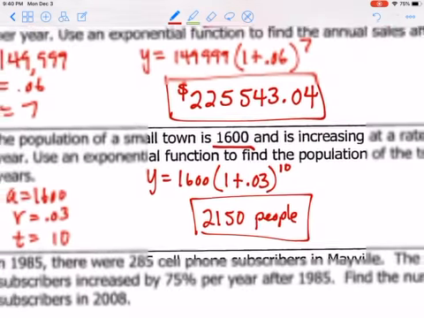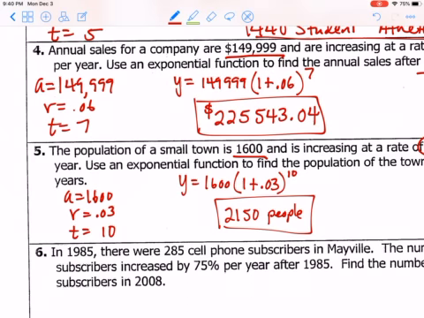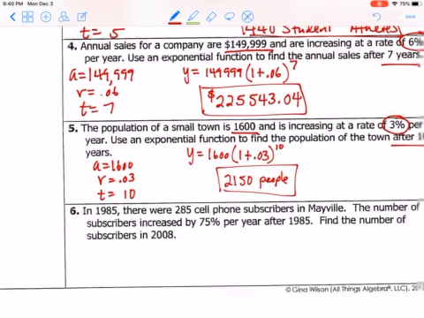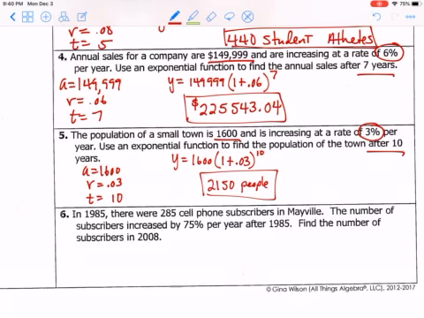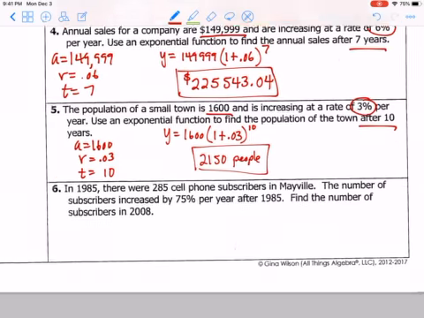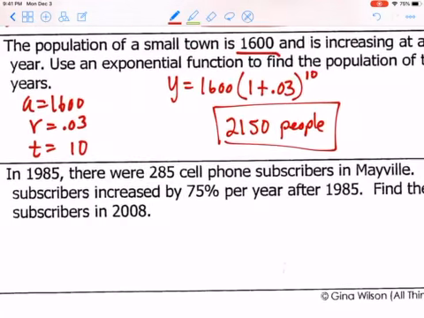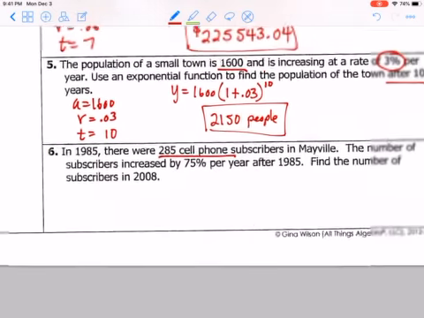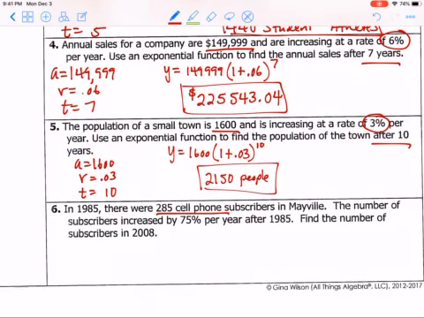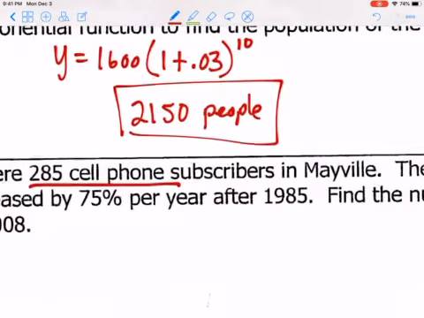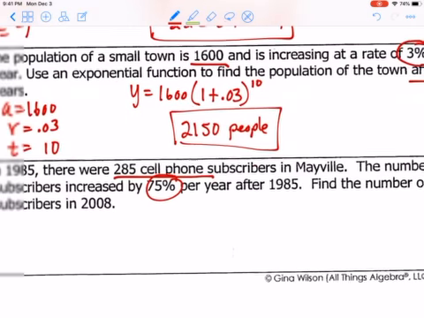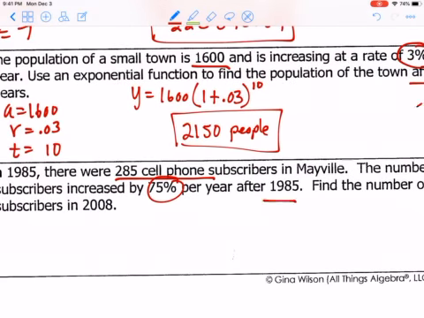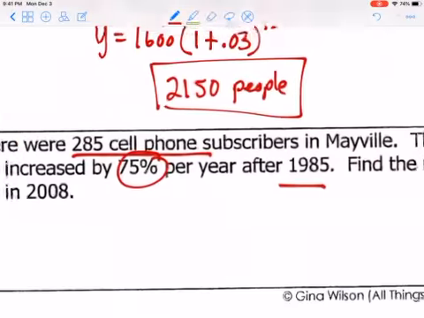This is not much different than Y equals A B to the X. The reason for the 1 is that we're already accounting for that year that it began with, and that'll make more sense as you see what's going on. So in 1985, there are 285 cell phone subscribers in Mayville. The number of subscribers increased by 75% per year after 1985. Find the number of subscribers in 2008.